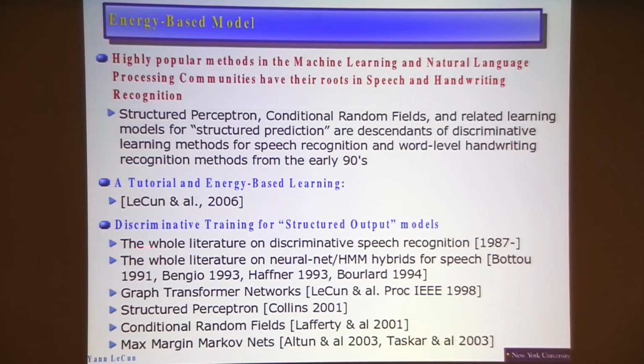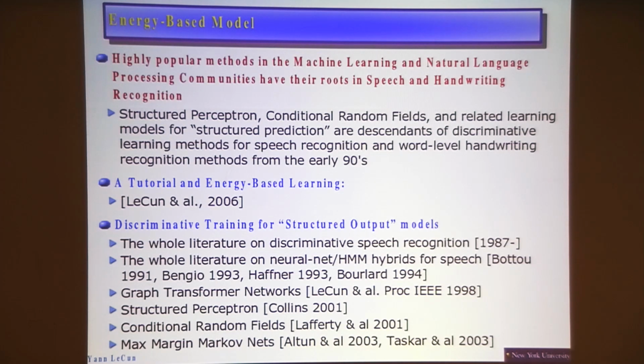So there's a whole literature on discriminative training for speech recognition, which really were the first people to use what we now call structured prediction, going back to the late 80s. And there was a whole series of people that tried to mix hidden Markov models and neural nets, and you heard some allusion to that this morning, to train HMMs discriminatively so that you could train a neural net in the loop to do the right thing for speech and handwriting recognition.